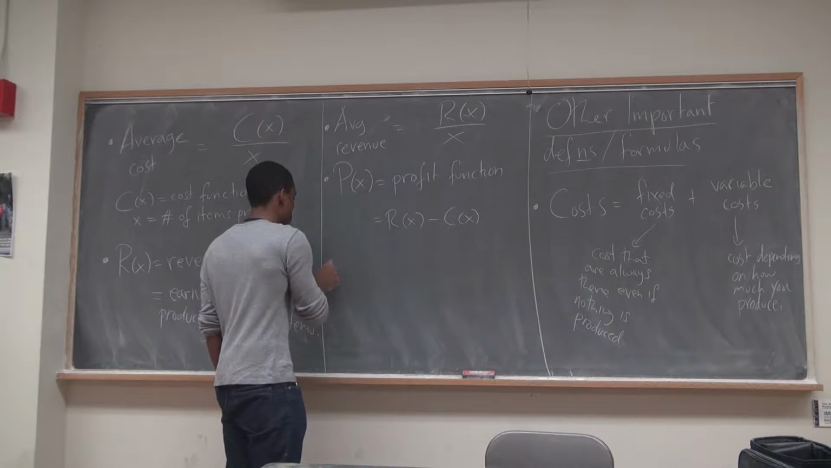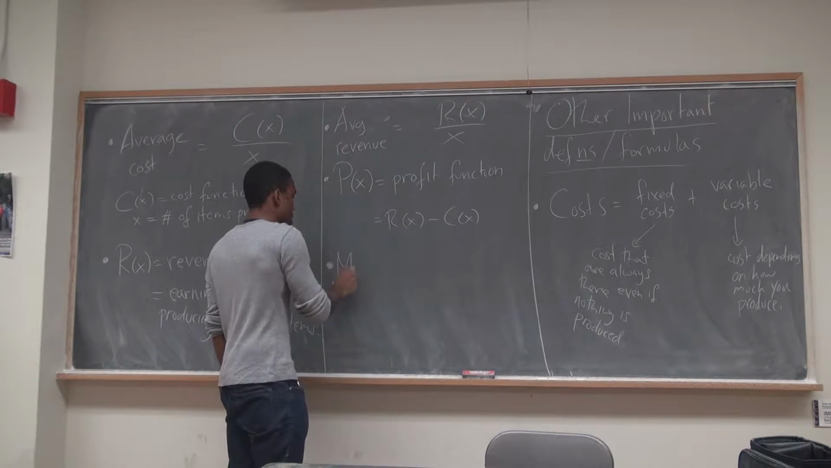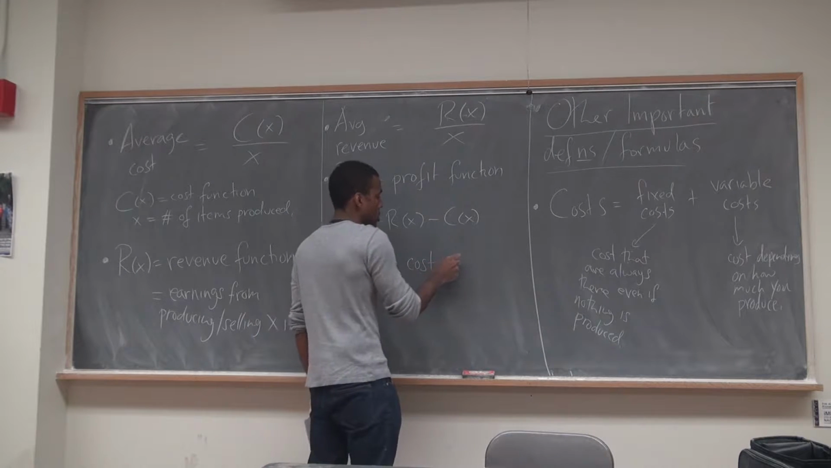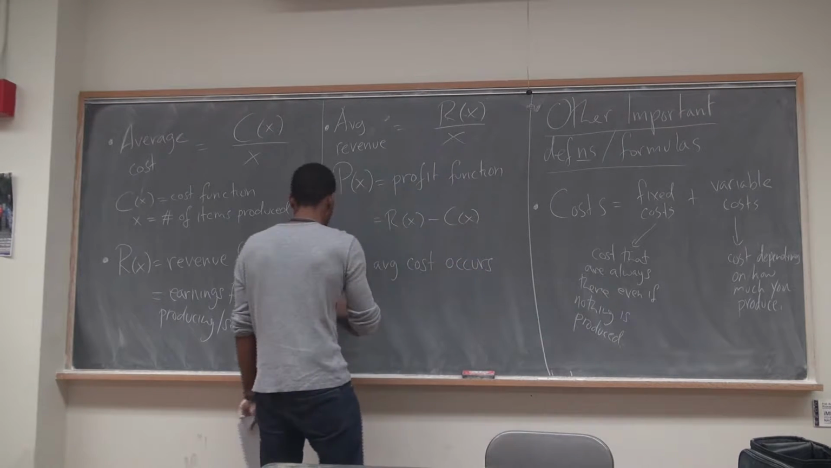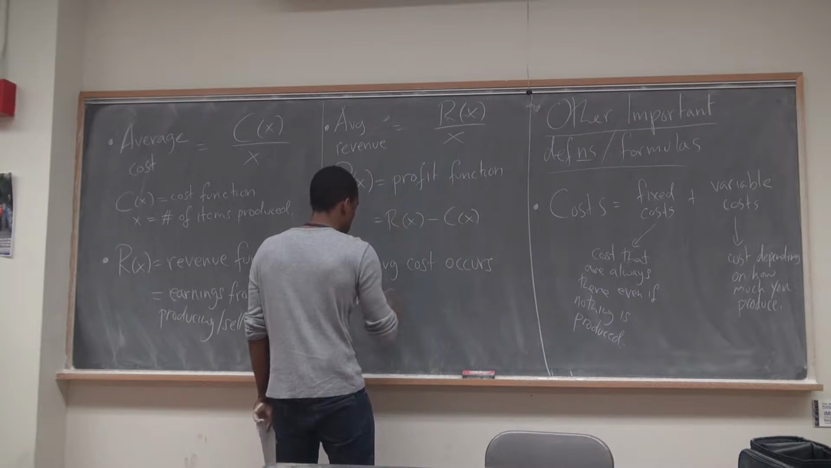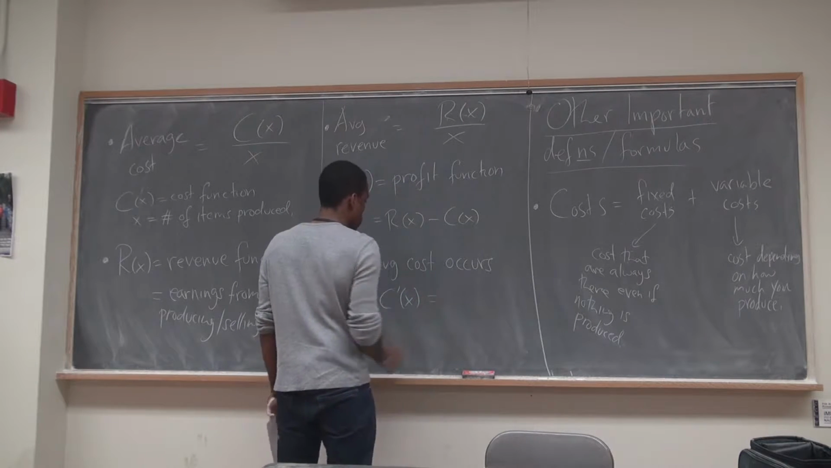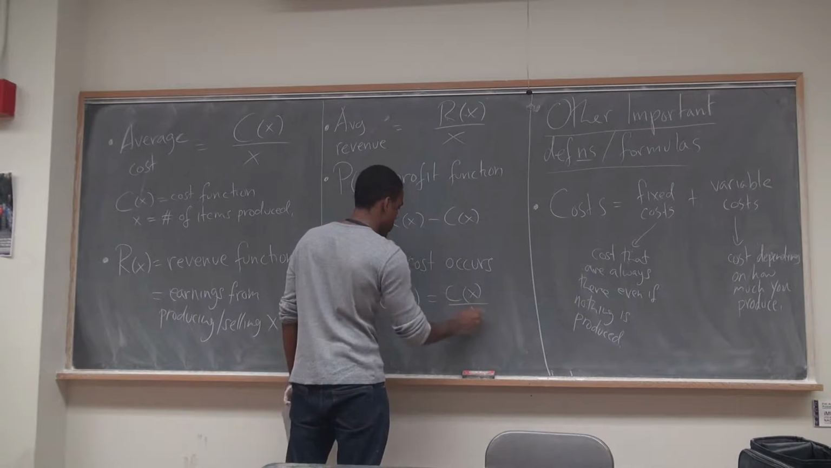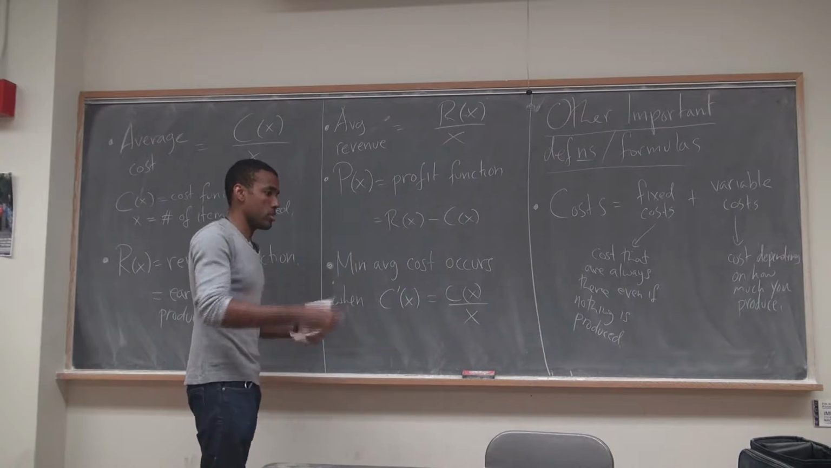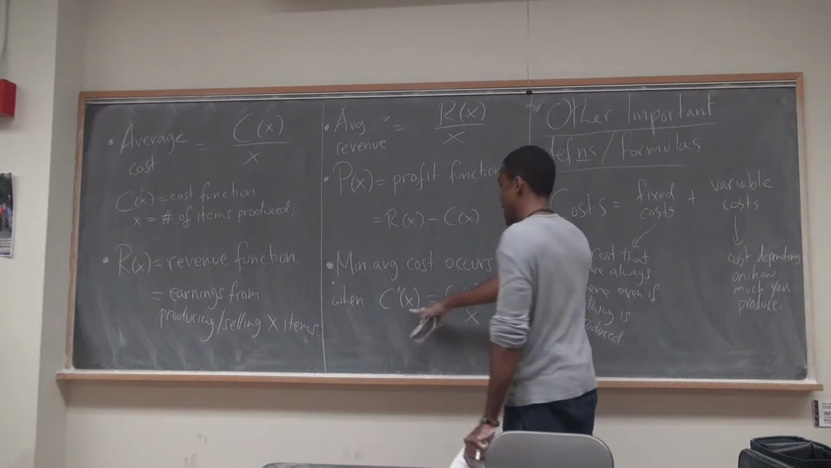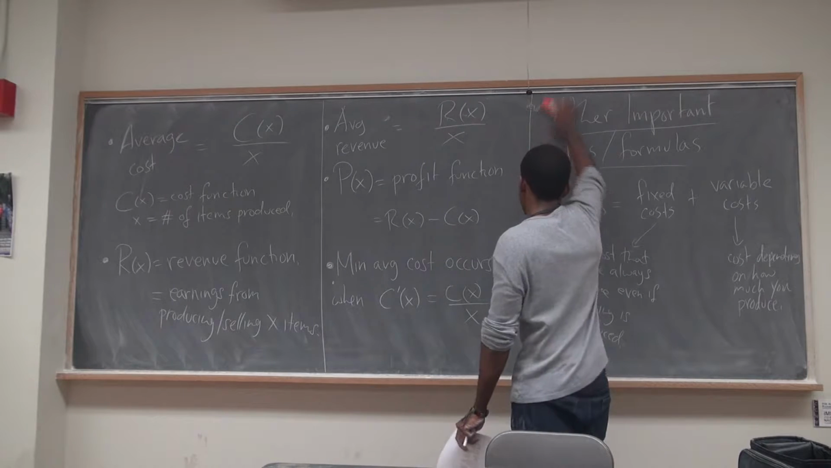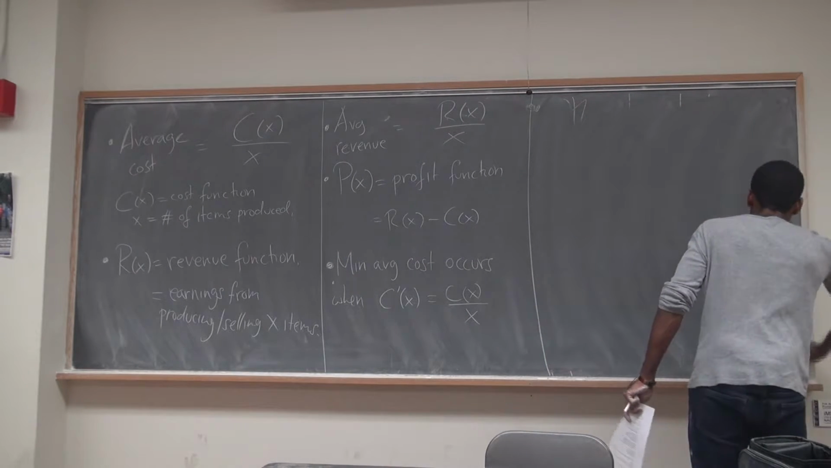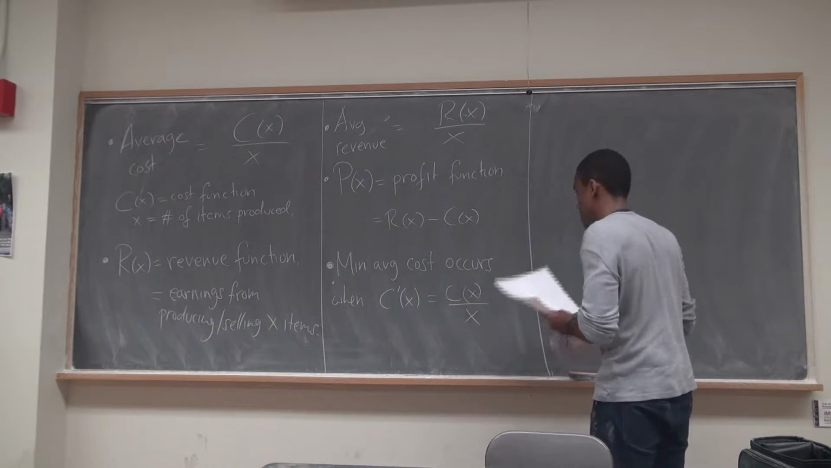By the way, the minimum average cost occurs when the cost to produce one more item hits the cost of production per item. That's when it's going to change, where the cost now is going to start exceeding the average cost per item. That's the point you want to focus on.